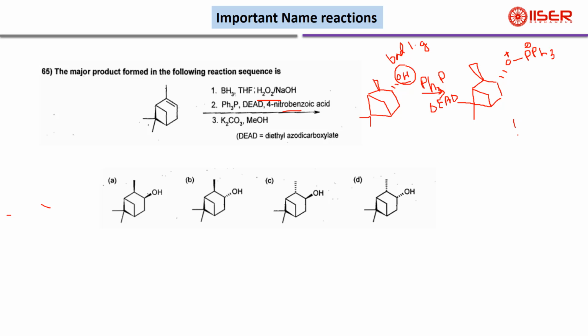So the upcoming acid is 4-nitrobenzoic acid. This R group is the 4-nitrobenzoic. It will come from the opposite plane of this one and it will eliminate.